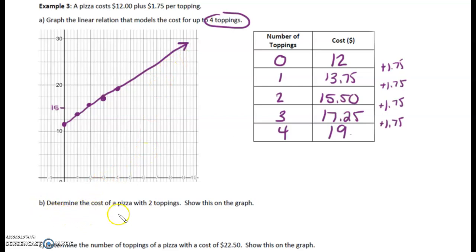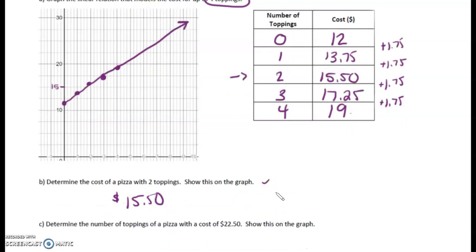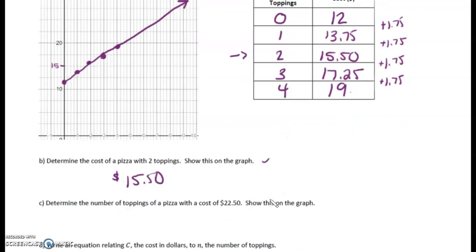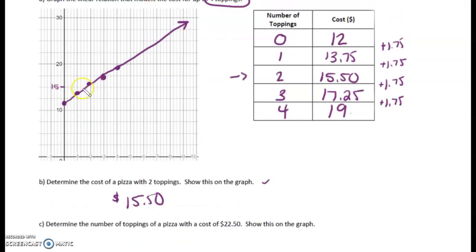B, determine the cost of a pizza with 2 toppings. So we did that right here, we patterned, right? Cost is $15.50, and we showed that on the graph, so that's good. Now determine the number of toppings of a pizza with a cost of $22.50. So here's the thing, $22.50, this here would be 25. $22.50 is going to be around here.